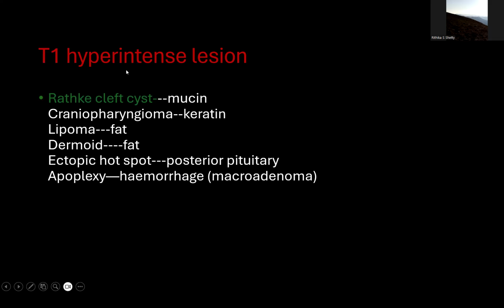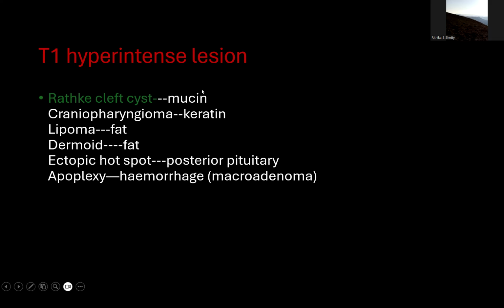Now coming to T1 hyperintense lesions: most commonly, if there is mucin, that is in case of Rathke cleft cyst, it is T1 hyperintense. If it's craniopharyngioma, because of the presence of keratin, it is T1 hyperintense. Again, because of fat seen in lipoma and dermoid, it is T1 hyperintense. And the posterior pituitary, the neurohypophysis, is again T1 hyperintense. We have seen many images of ectopic pituitary, ectopic hotspot in case of stalk transection and all. And last, if there is blood or hemorrhage, it is again T1 hyperintense, which is in pituitary apoplexy because of bleed in the pituitary macroadenoma.